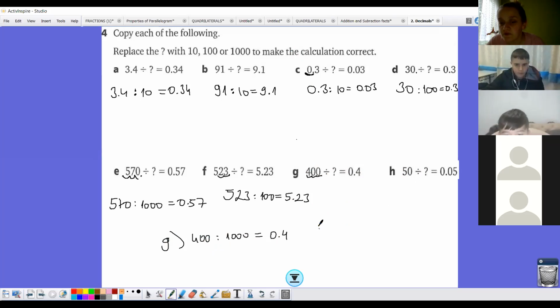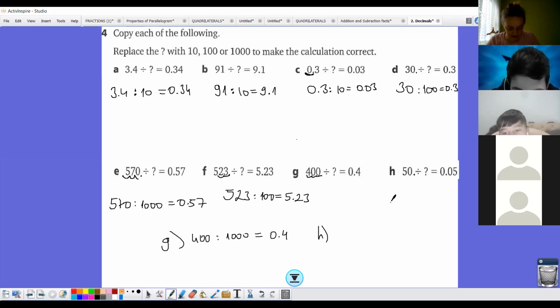So here, Marigona will do H. Yes, Marigona? So how many places has it moved? Look, the decimal point is at the end. And what is the number that we need to divide by here? Ronnie says 10. Someone says 1,000. What do you say, Marigona?